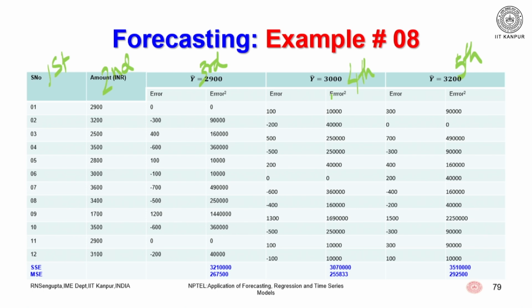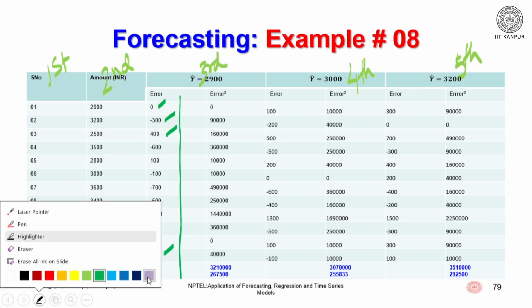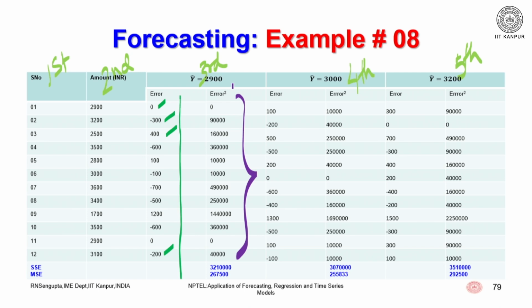So, considering the values of 2900 in the third column, which is marked here, I will use a different color for the time being, dark red. These are the errors. 2900 minus 2900 is 0, 2900 minus 3200 is minus 300, then 2900 minus 2500 is plus 400. If we continue, 2900 minus 3100 is minus 200. We square it, which is given in the second column for the third column, which I will mark with a different color, violet, and the error square is given. Based on that, when I find the mean square error, the sum of the square of the errors is just the summation, and the mean square error is the sum of the squares divided by the total number of readings.